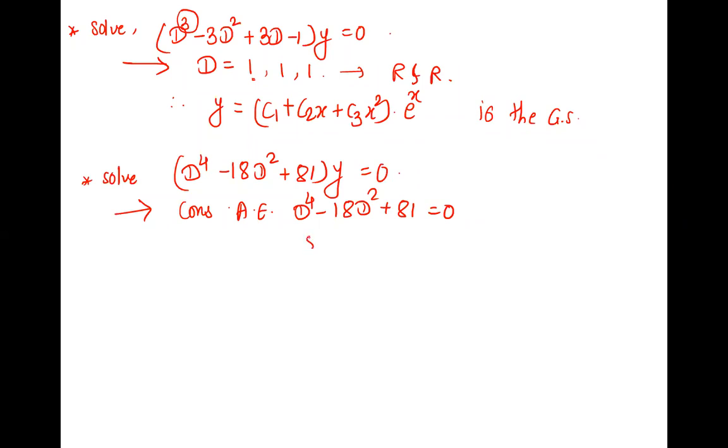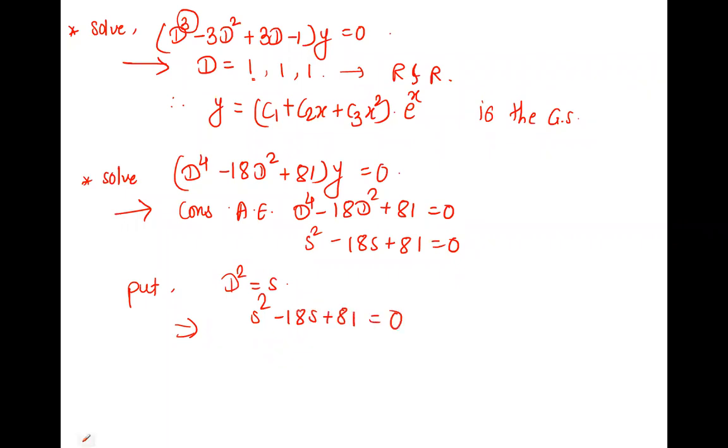If it is like this, s square minus 18s plus 81, we can solve this. Right? So what you can do is substitute, put D square as some other variable, say s. Then the equation becomes s square minus 18s plus 81 is equal to 0. Correct? So now we can solve this equation. How? Either we can factorize, or we have a formula for the quadratic equation, or you can solve on the calculator also. There are various ways if it is power 2.